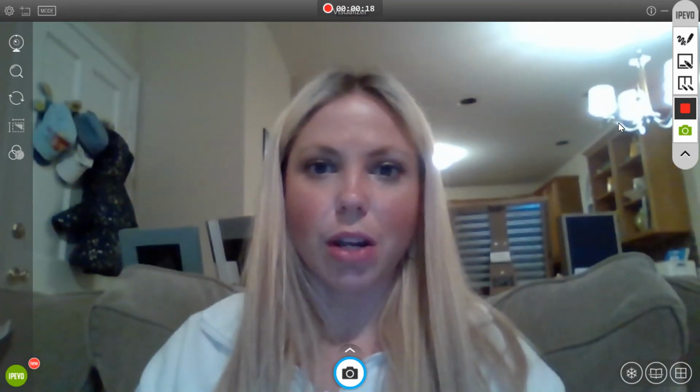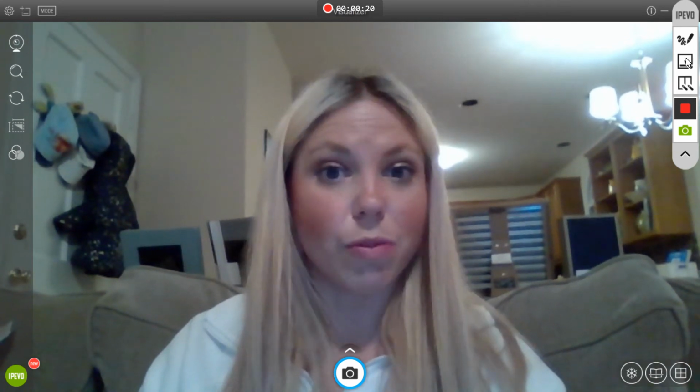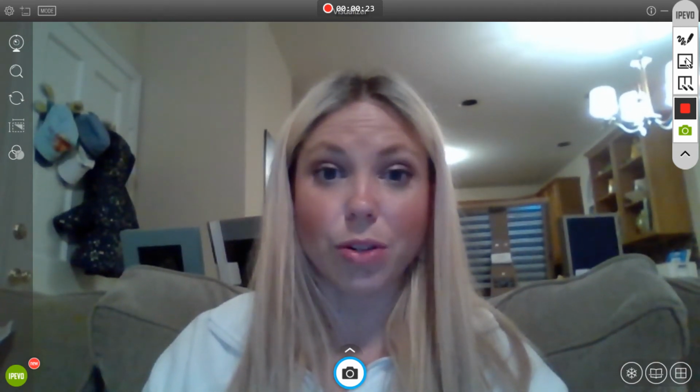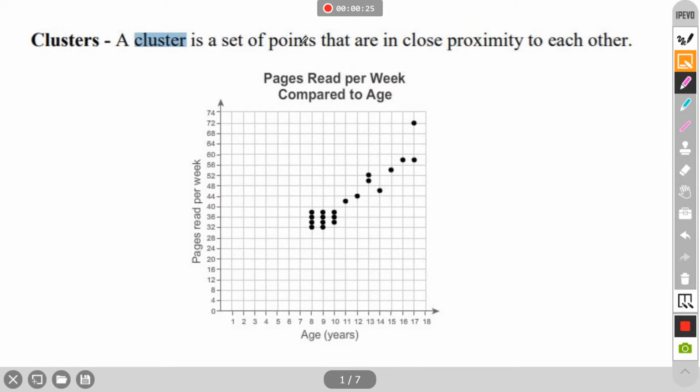So I'm going to go ahead and move the screen over to my computer. Here, we have the concept of what a clustering is. When we talk about clustering in scatter plots, that means we're focusing on a set of points that are very close to each other. Remember, scatter plots don't form a straight line. They are kind of all over the place, usually following a correlation, like a positive or negative correlation.